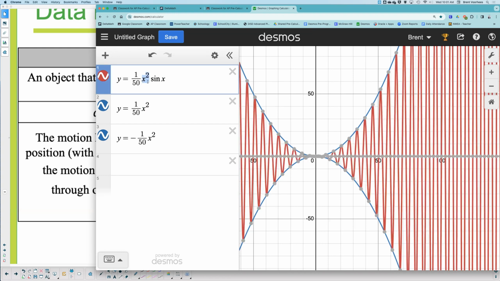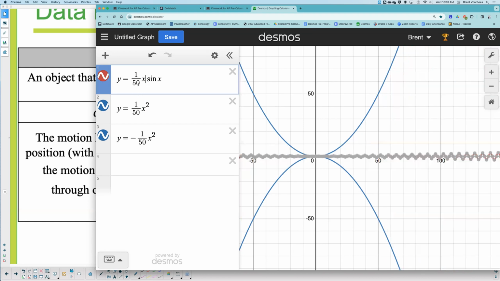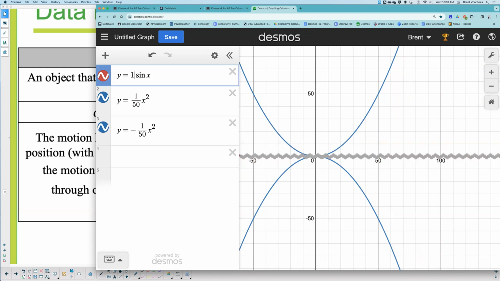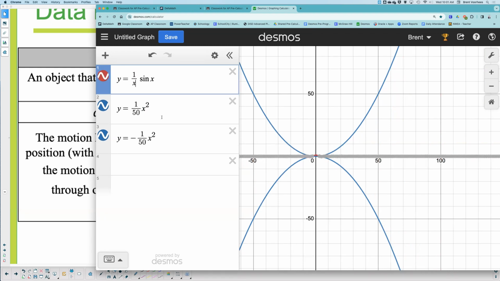Let's see if I can get this right. No. I need to divide by x. Do I need to divide by x? Is that what I need to do? Divide by x. What do I need to do here?